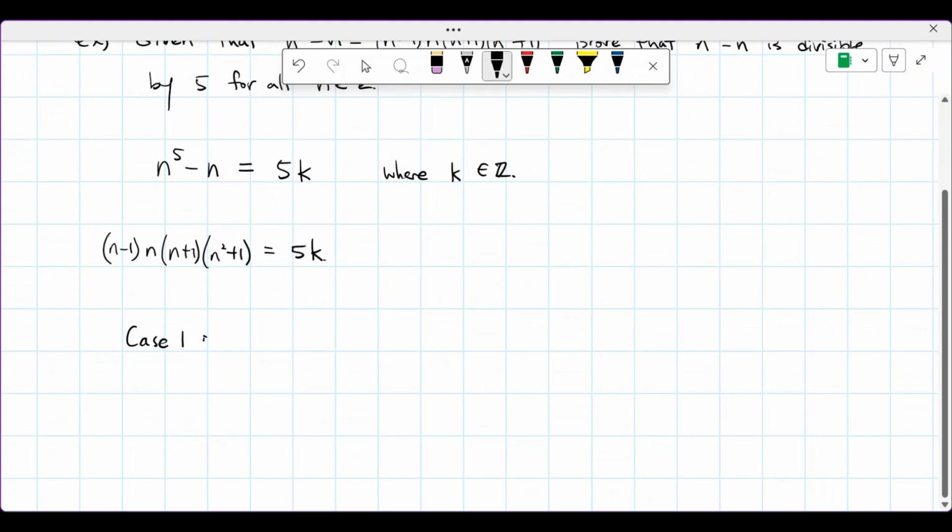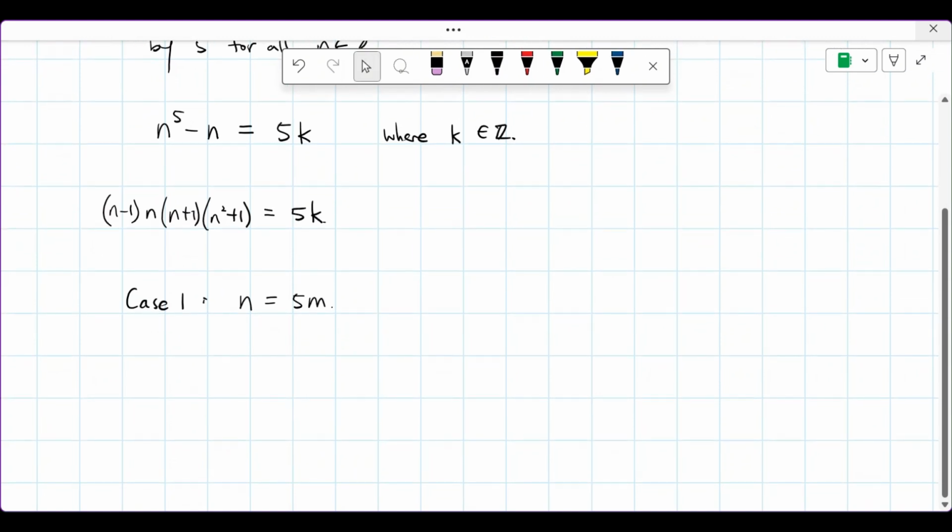Case 1, n is divisible by 5. So n is represented, let's use a different letter here, maybe n is 5m. So what do I know if n equals 5m? It means that my entire equation can be rewritten as 5m minus 1 times 5m times 5m plus 1 times 5m squared plus 1 is equal to 5k.